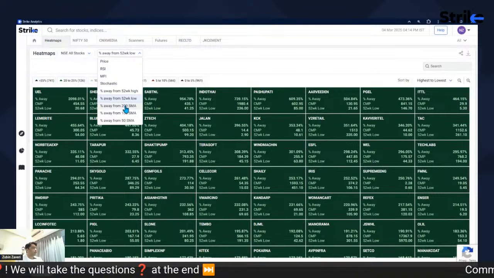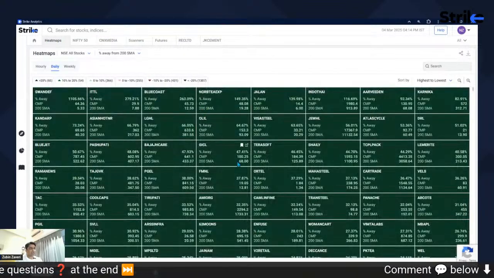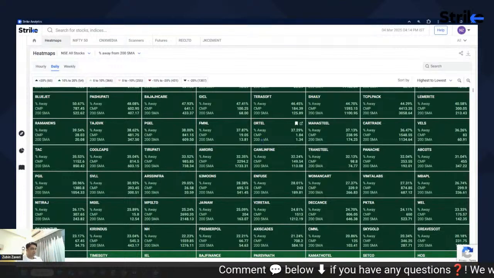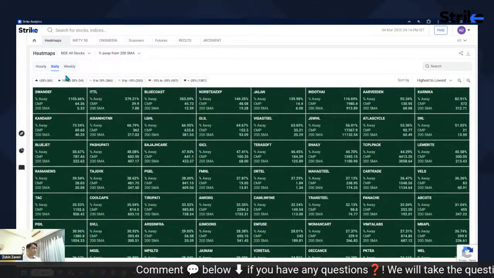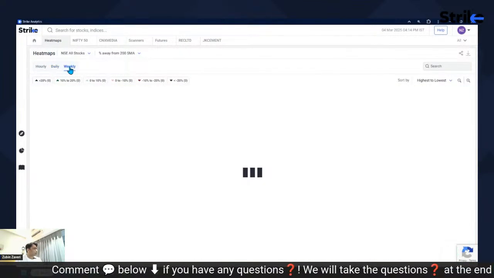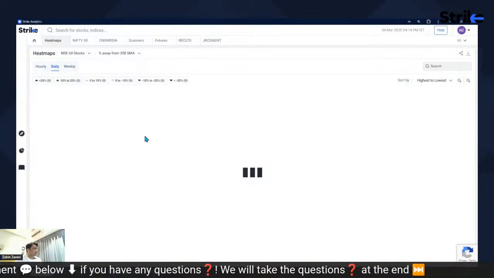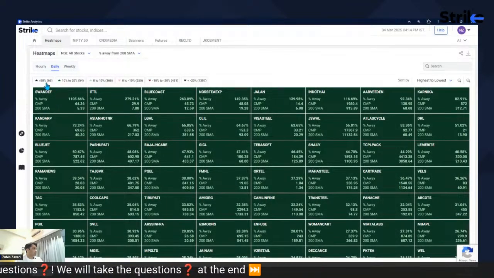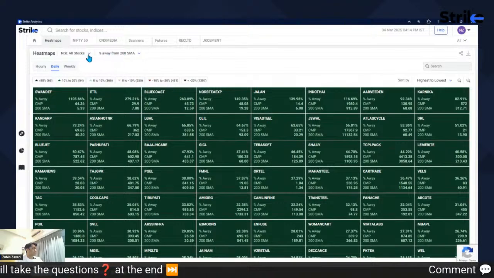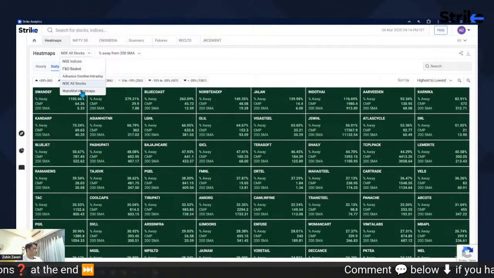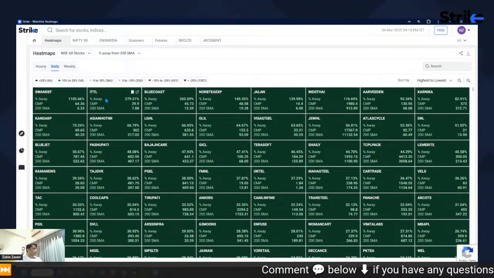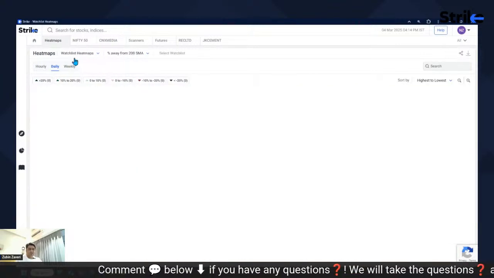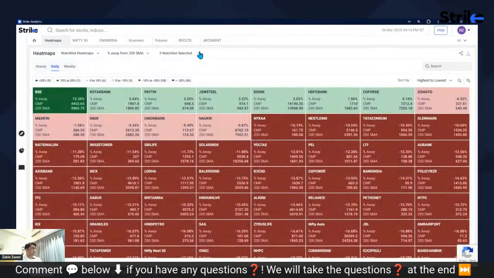Percentage of stocks away from 200-day SMA. Now again, we know that the current market is completely down, so I want to find out stocks. Let's take a daily time frame chart only. Percentage of stocks away from 200-day SMA, and instead of NSE all stocks, of course, you can also select the watch list that you have prepared.